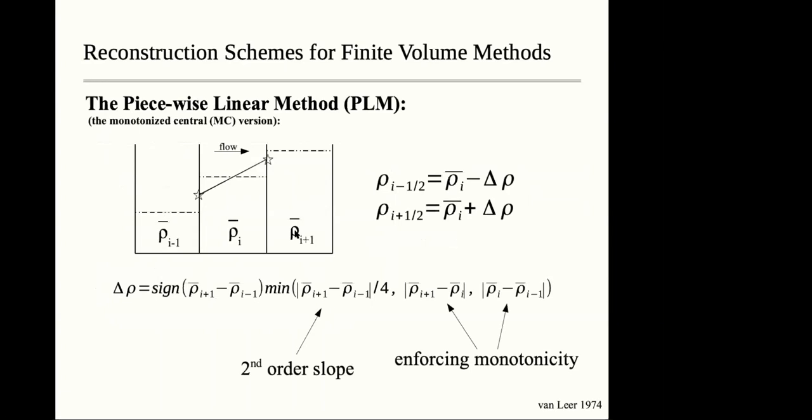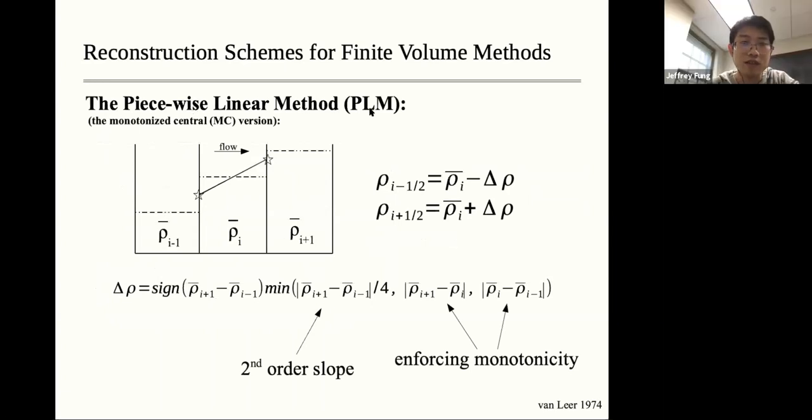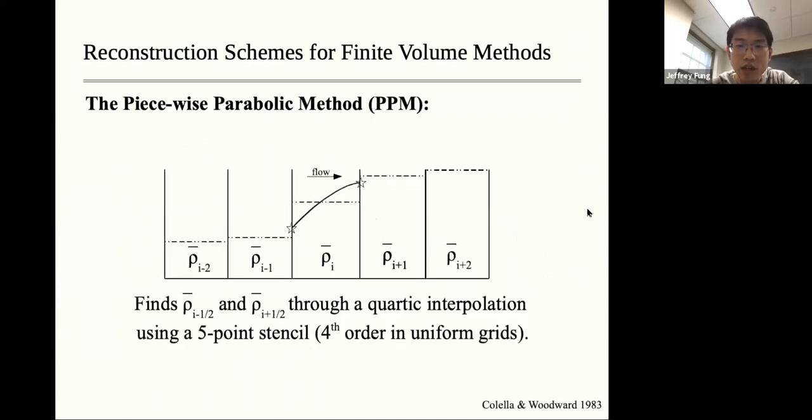After you have your boundaries, you fit a curve through these two points, and there's only one condition: it has to conserve the cell average. One very common way of doing this is the piecewise linear method. You just get two points and fit a line through them. This line is basically determined by a second order slope, that is the difference between the front and back cell. Very simple, very common. Many codes, especially in the astronomical community, use this method.